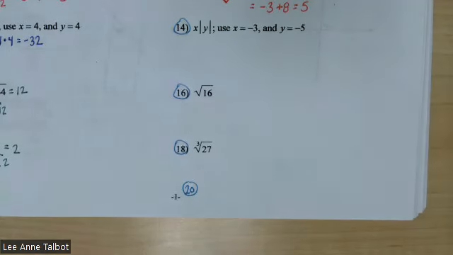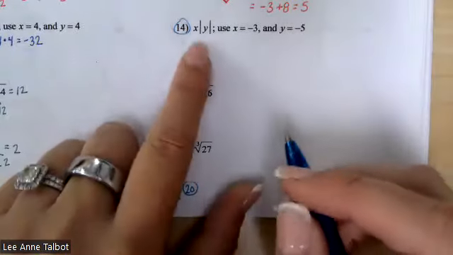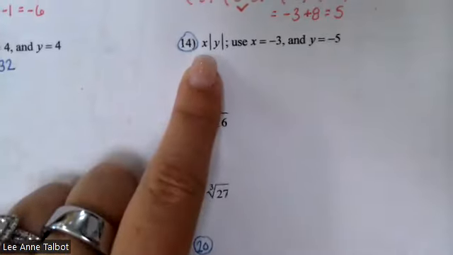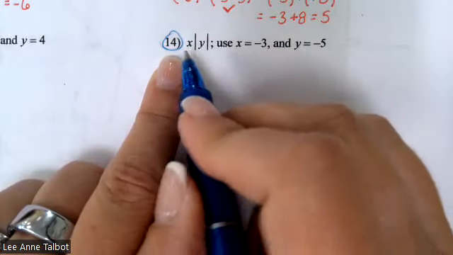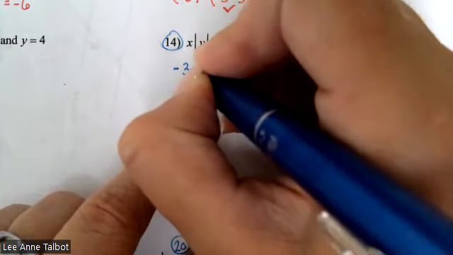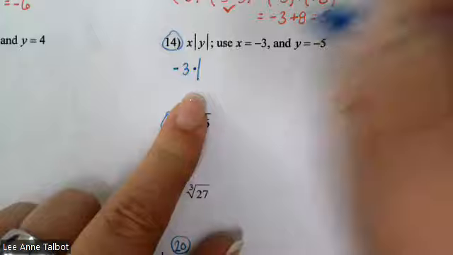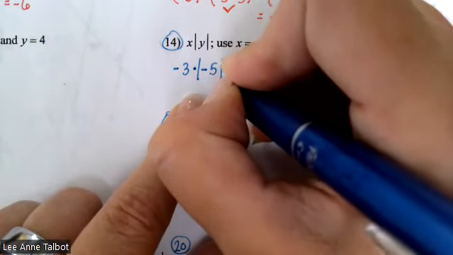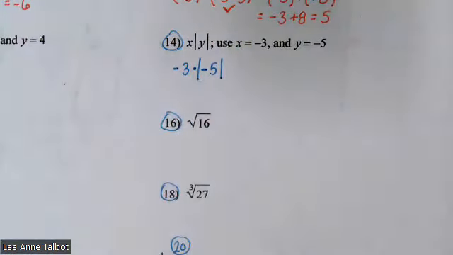Let's check these warm-ups. First, this is really super important here. The X is kind of stuck on the front, so that means times. So I'm actually going to write -3 times absolute value of -5. I feel like if I put that little times in there, it helps me see what to do.